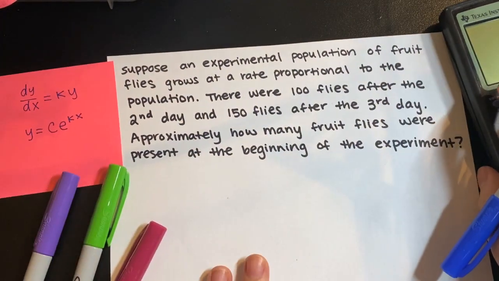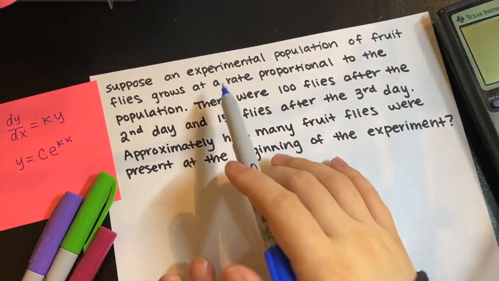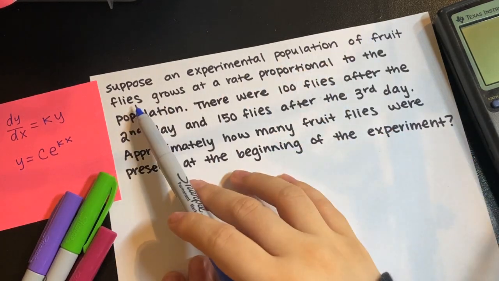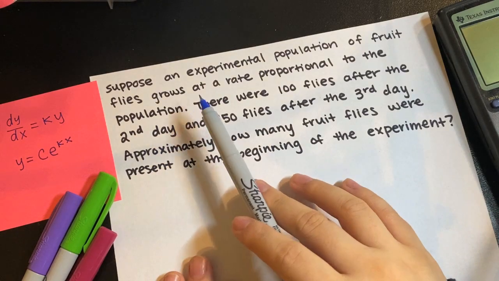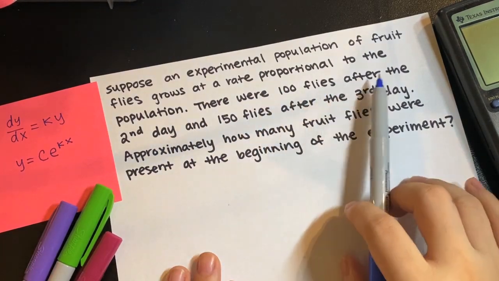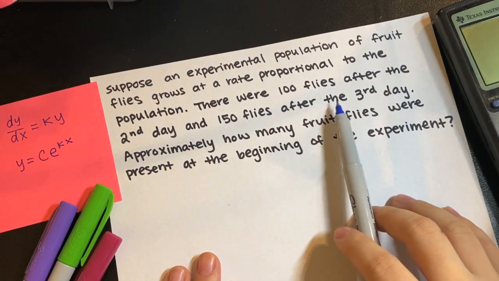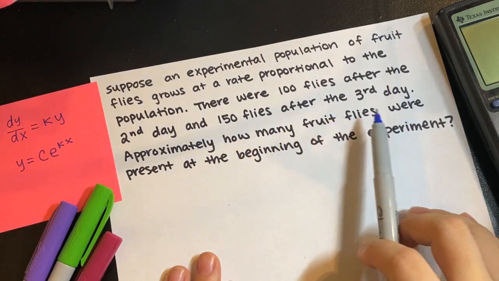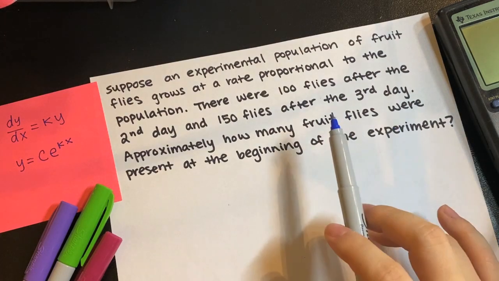So here's our question about exponential growth. Suppose an experimental population of fruit flies grows at a rate proportional to the population. There were 100 flies after the second day and 150 flies after the third day. Approximately how many fruit flies were present at the beginning of the experiment?